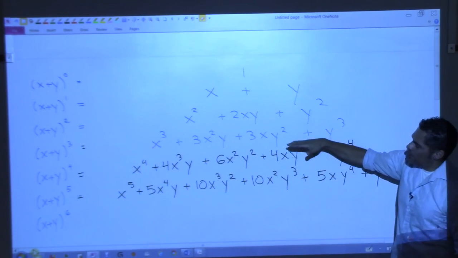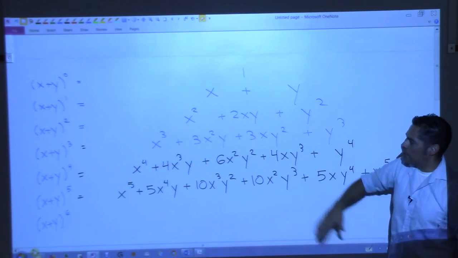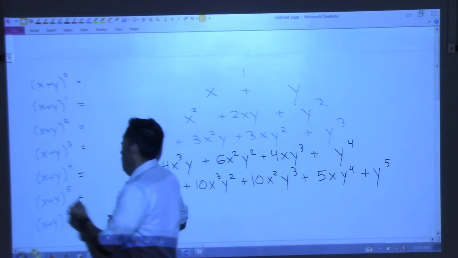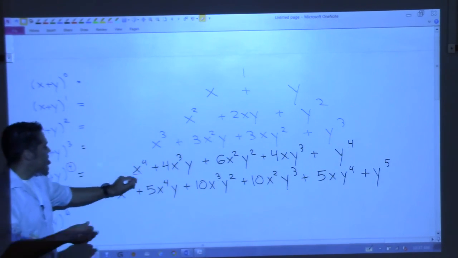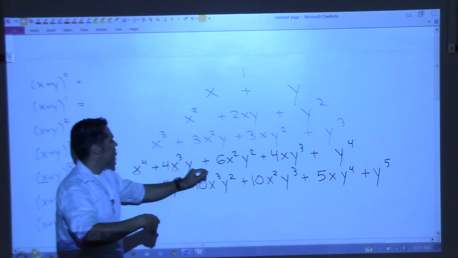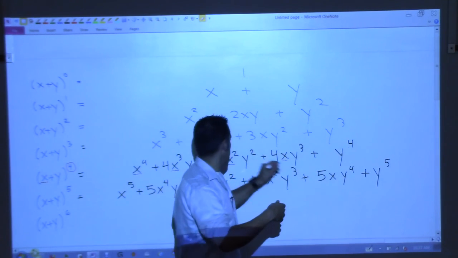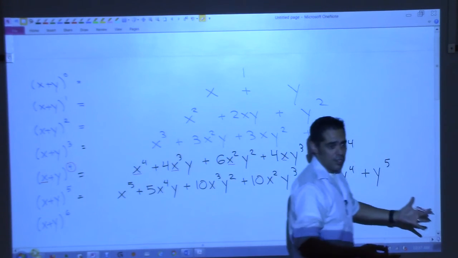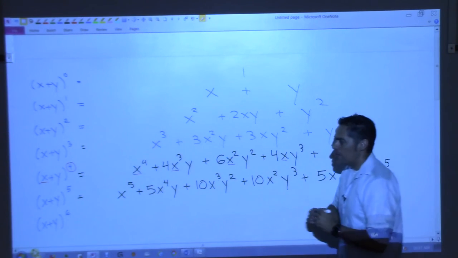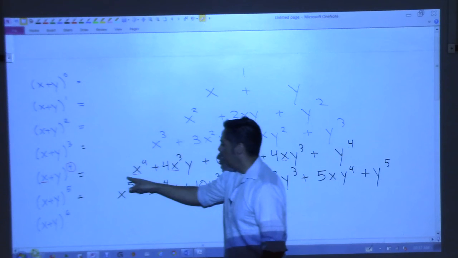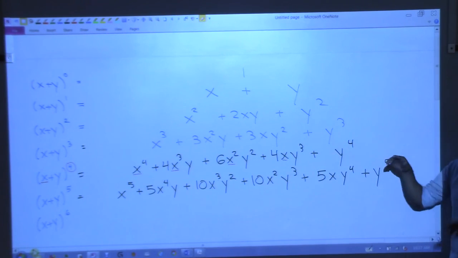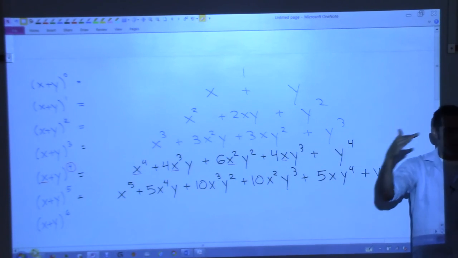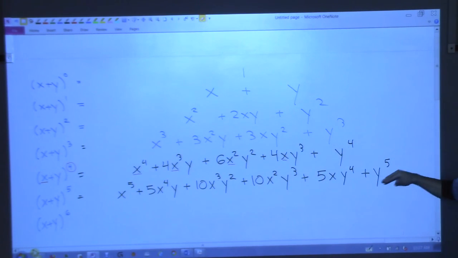The pattern is pretty easy to pick up with the powers on the x's. Let's go to the 4th power one. Look what happens to the x's here. You start with x to the 4th, and in the next term it comes down: x cubed, then x squared, then x, and then the x vanishes. And then the y's go backwards. First it's not there, then the y is there, then it's squared, then cubed, then to the 4th. So the x powers come down as the y powers come up, and that happens for every single line.